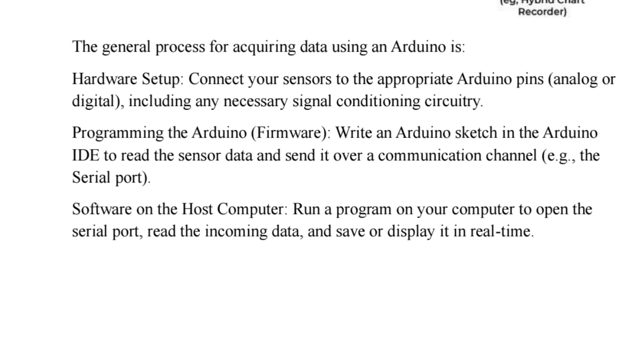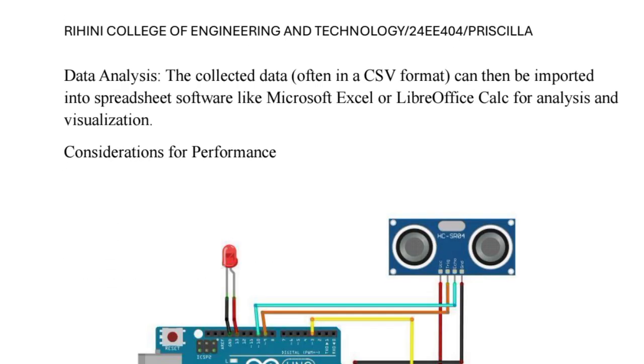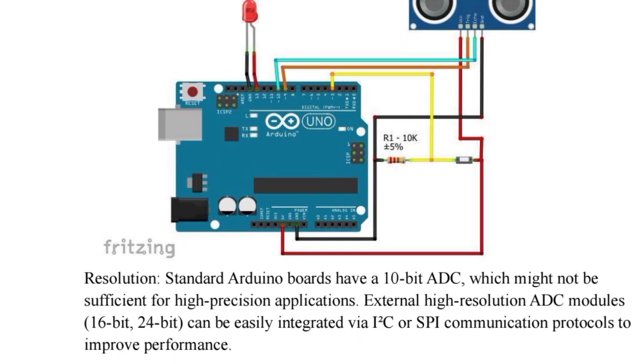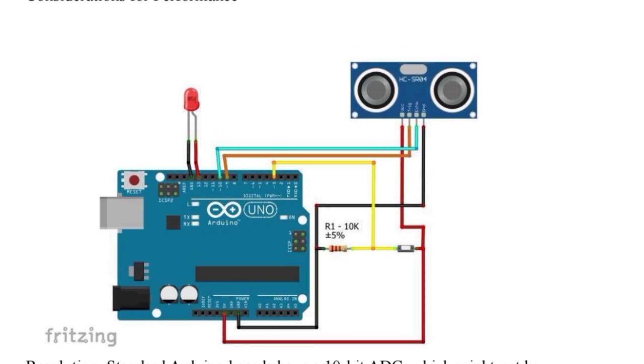The general process for acquiring data is: first we connect the sensors to the appropriate Arduino pin and do the programming using the Arduino IDE. Finally you run your program on the computer, and by this process we do the data analysis. We need to collect the data and process it. These are real images of the Arduino Uno you are connecting for DAQ purposes.